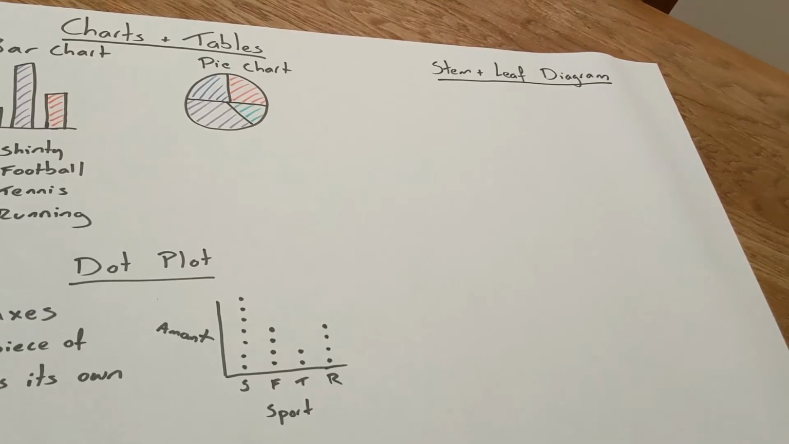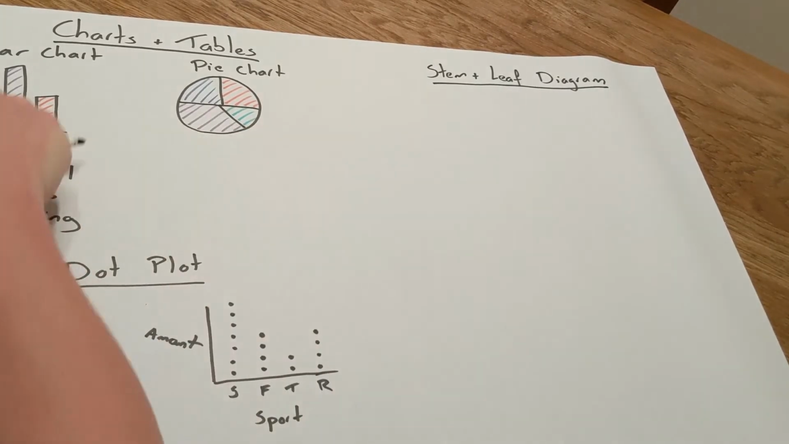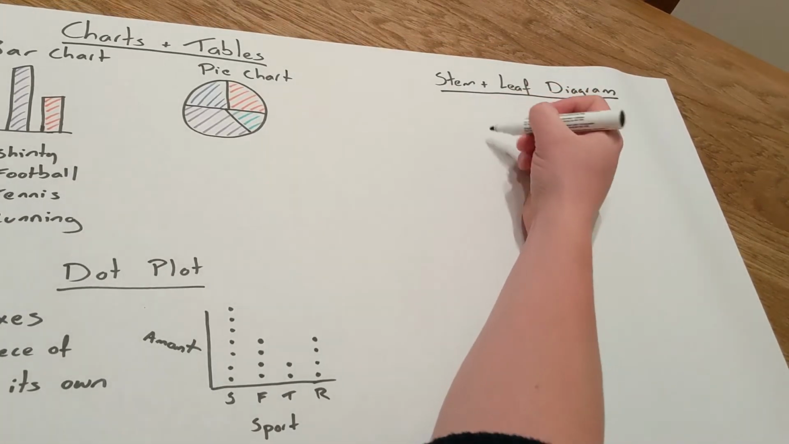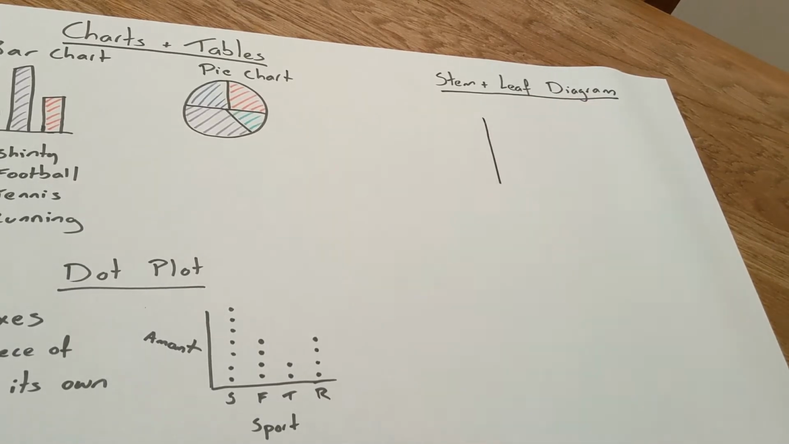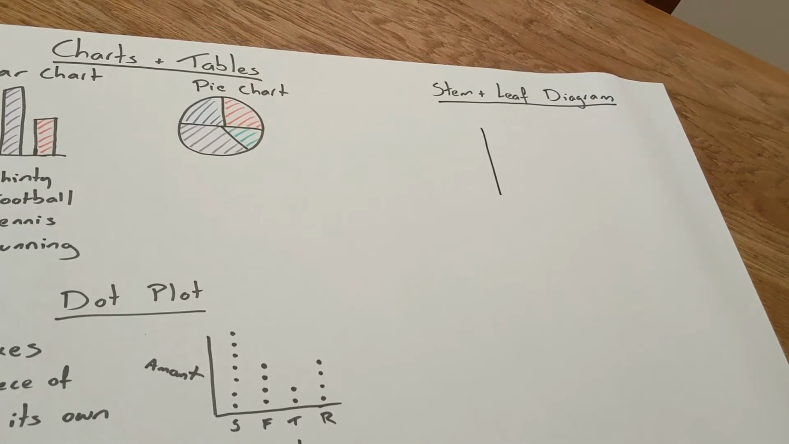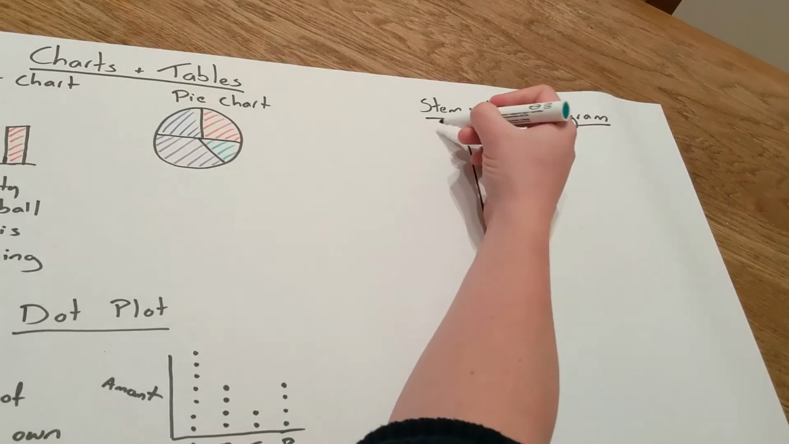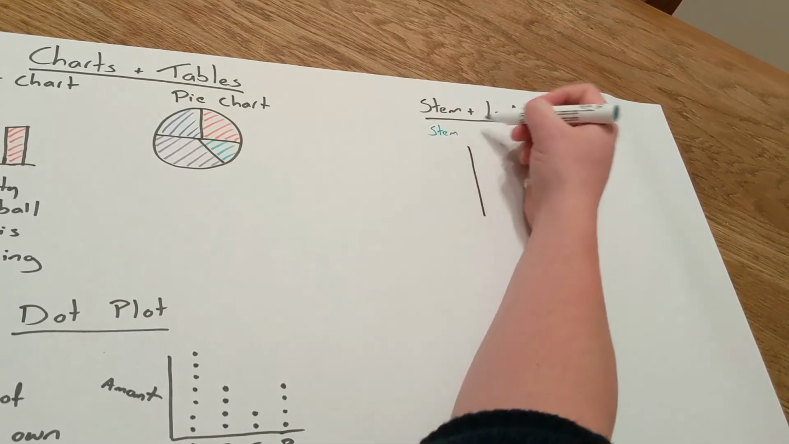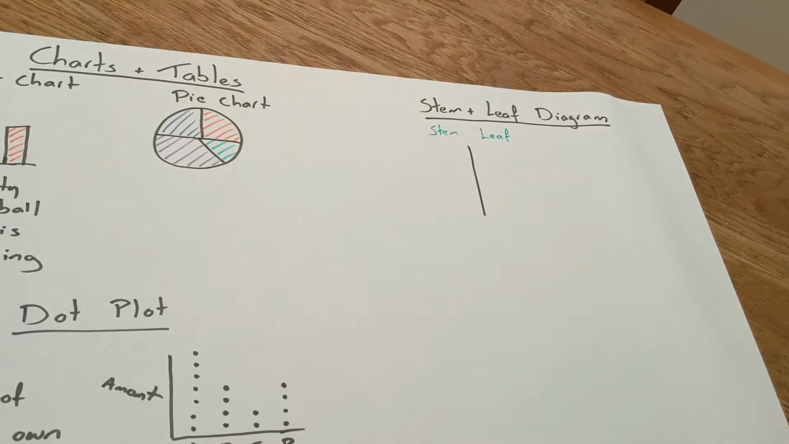Okay. So a stem and leaf diagram doesn't have these axes like this, okay? Doesn't need labels or anything on axes. All it has is a line down the middle, okay? And this side of your line here, that is your stem, and this side of your line here is your leaf.